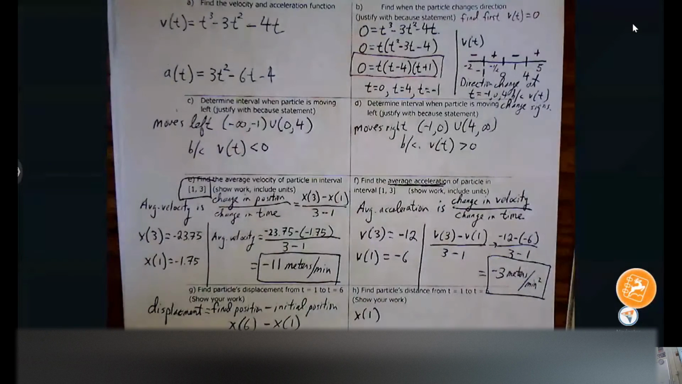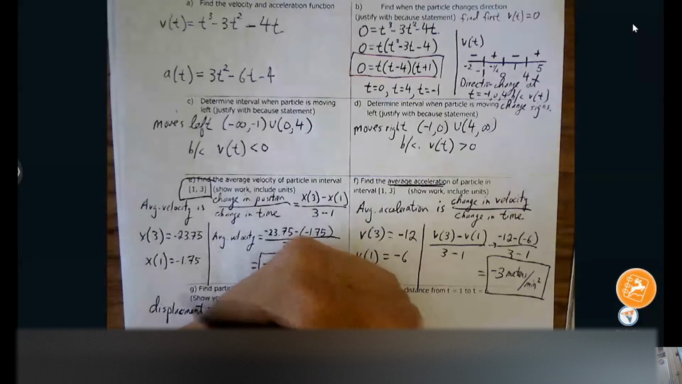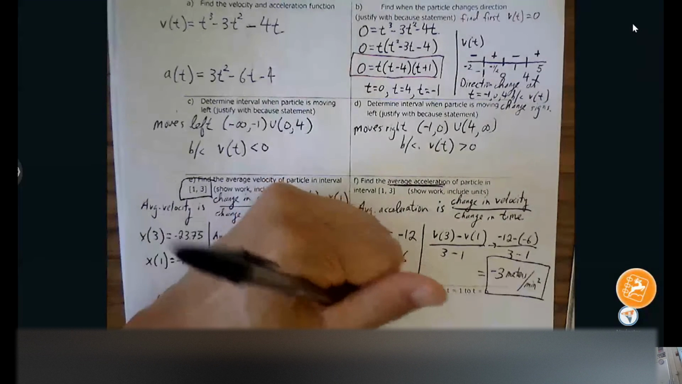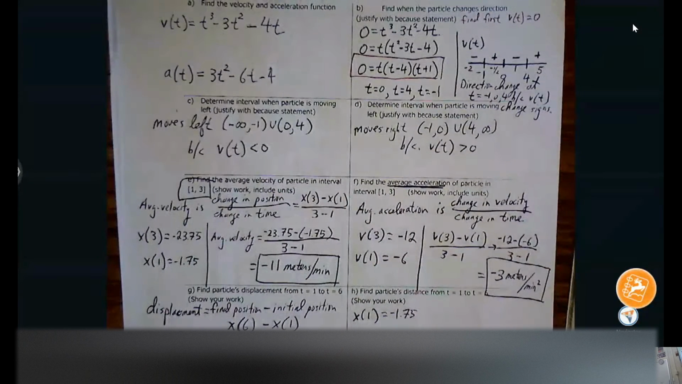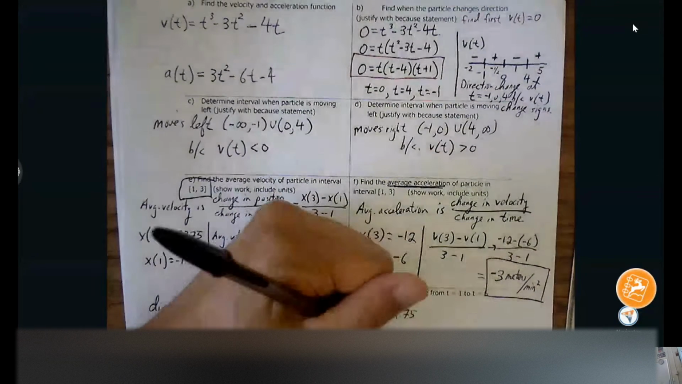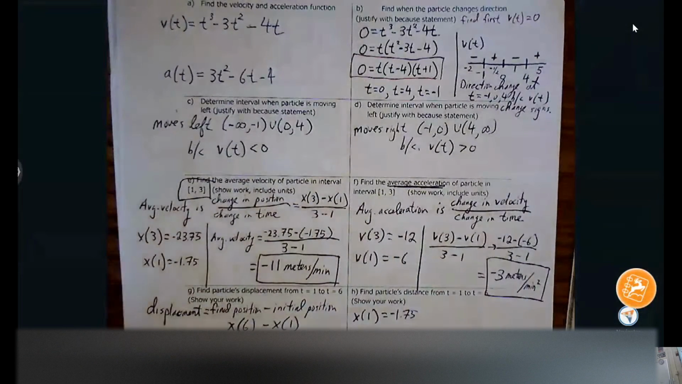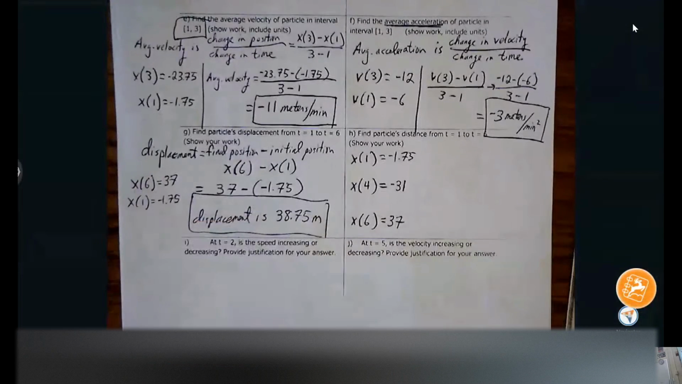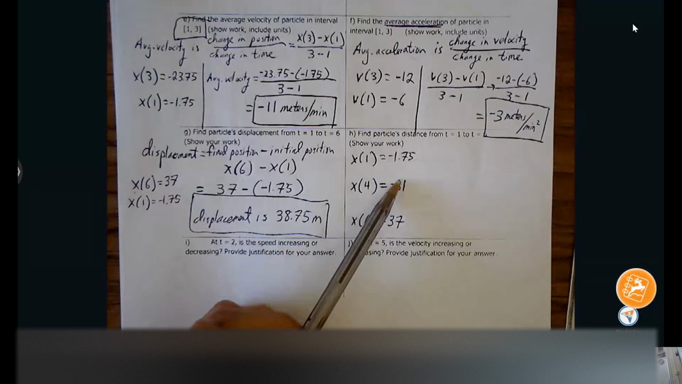Okay, we have 1 and 6, right? We found those from the previous parts. We just have to plug in 4 into the position function, and I get negative 31. So we have to figure out how far I travel to get from here to here, and then separately how far I travel to get from here to here, and then add these two distances up.